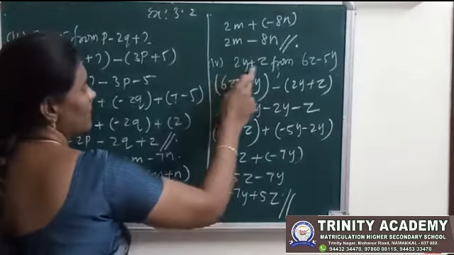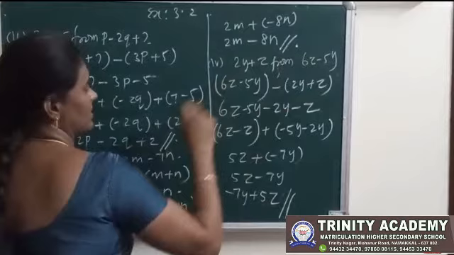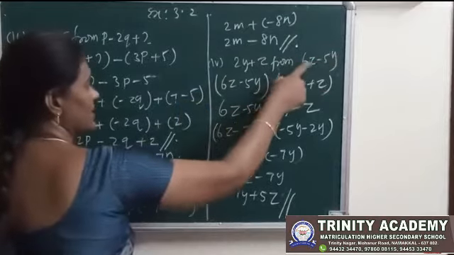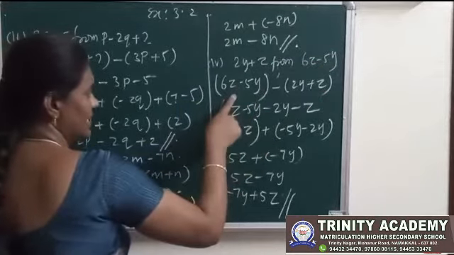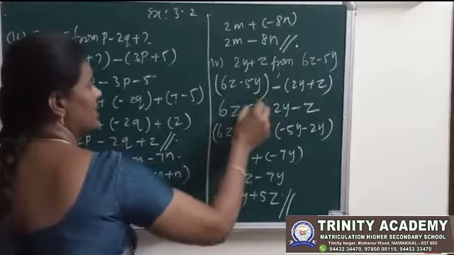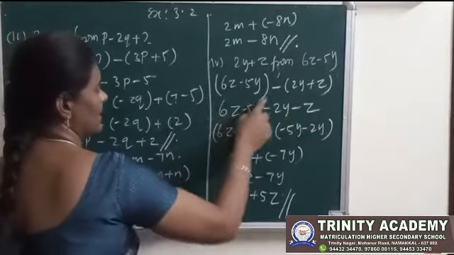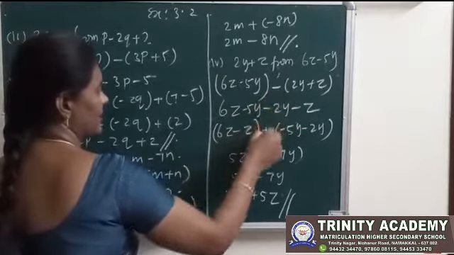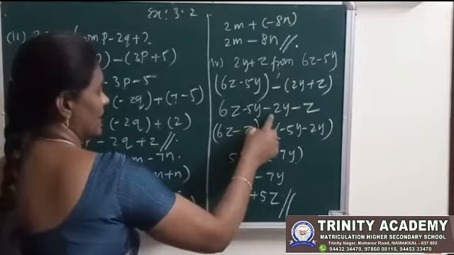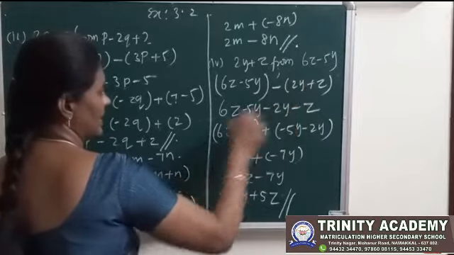So the answer is 2m minus 8n. Next, subtract 2y plus z from 6z minus 5y. So after "from", what is given, 6z minus 5y, that one you write first. Subtract means minus. Then 2y plus z. We multiply this minus inside the bracket. So minus into plus is minus. Again minus into plus is minus.